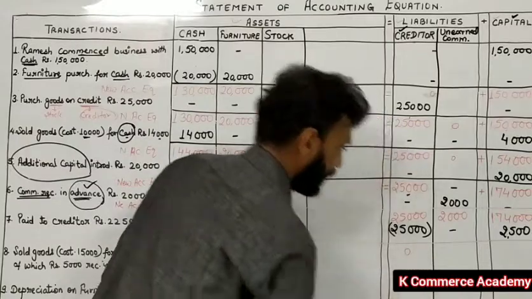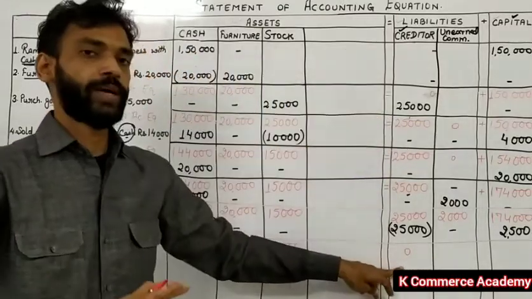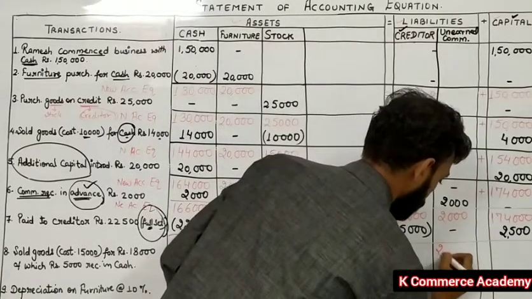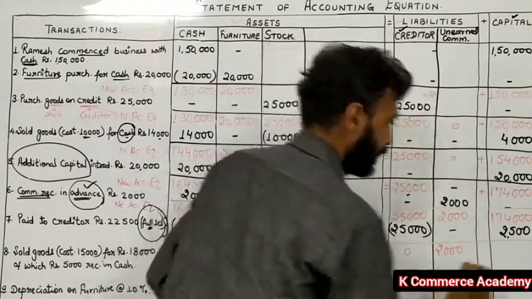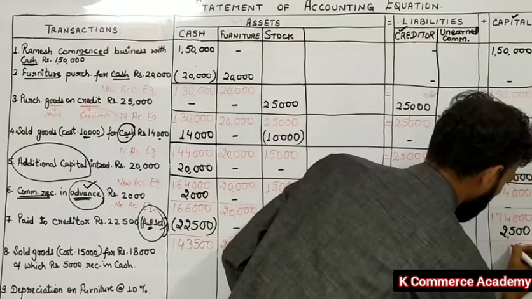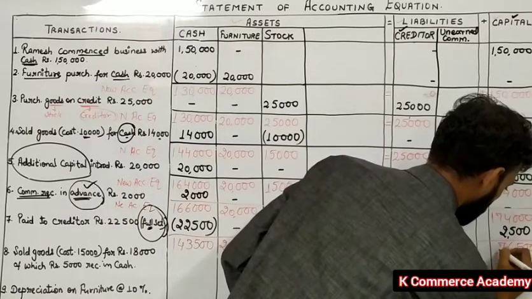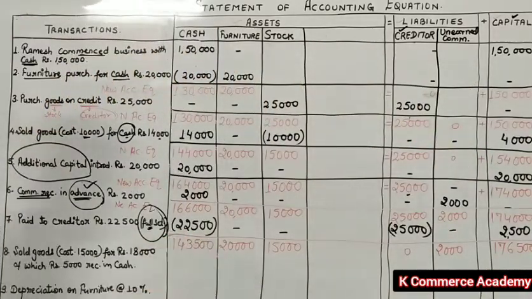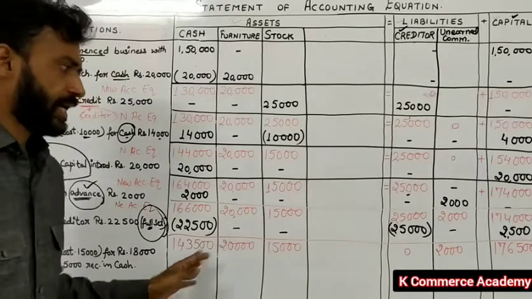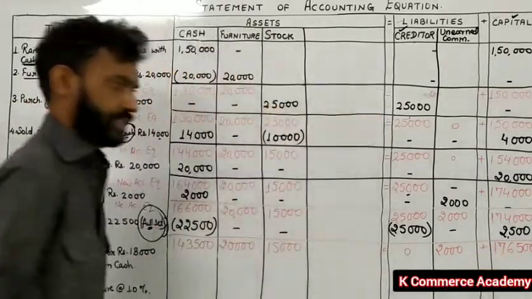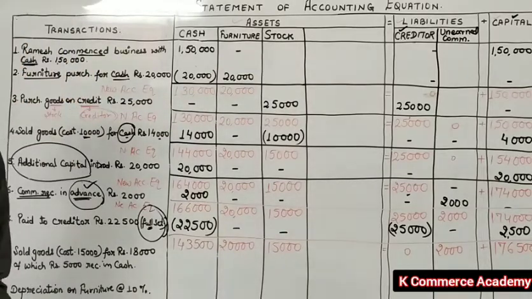Now this time the creditors left is zero, completely account settled for creditors. For the unearned commission we do have a liability of rupees 2,000, and this time our total capital will be 1,76,500. You can just check the accounting equation. You will get that assets are still equal to liability plus capital. Our accounting equation is still satisfied. You can just check it.